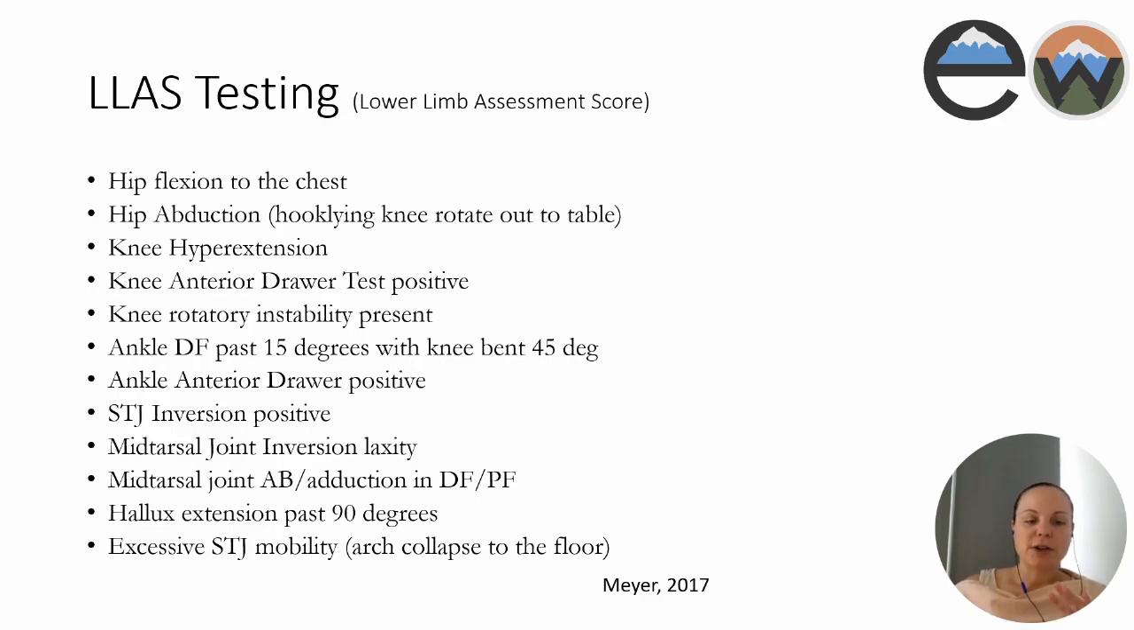Anterior drawer test and knee rotary instability. These are typically ones done by physical therapists, but it's basically testing not just the kneecap, but the big bones. Do we see a lot of rotation and a lot of movement this way, which can happen in individuals? Ankle anterior drawer test is another ligament test that we do for sprained ankles. Subtalar joint inversion, that's another one that we do for ankle sprains. How far can it rotate inward? So we're looking for excessive tests, or what physical therapists have been taught are positive tests, which might not have come with an injury.